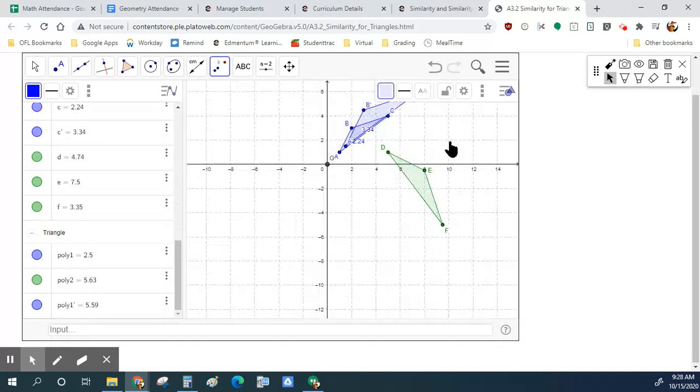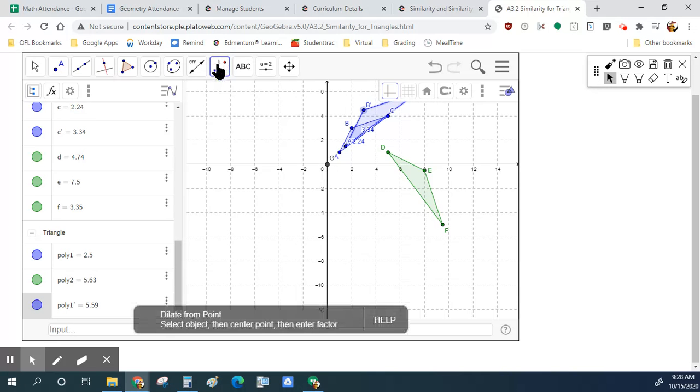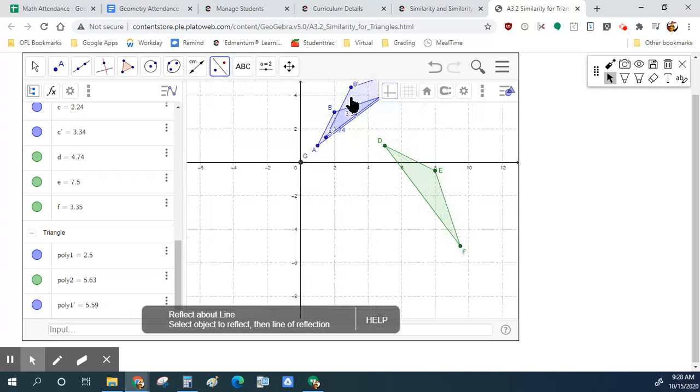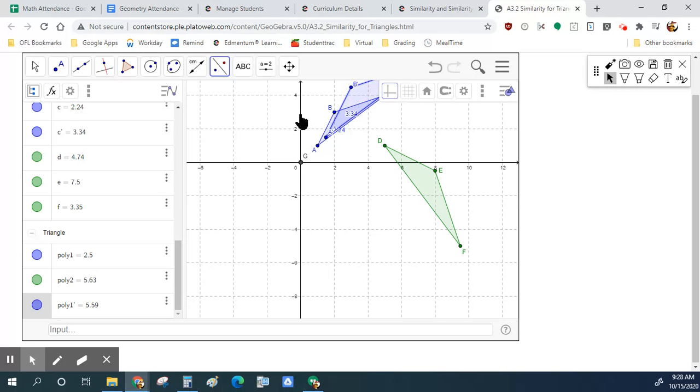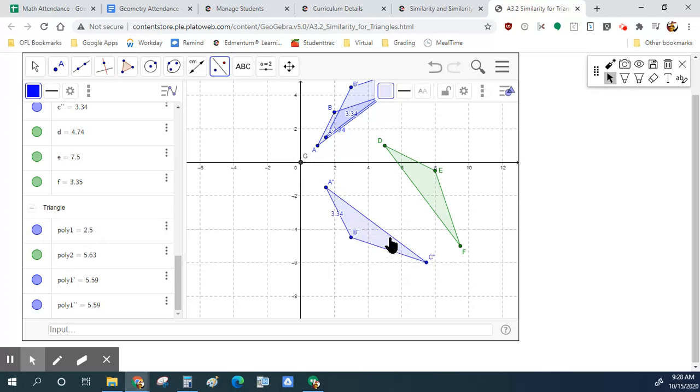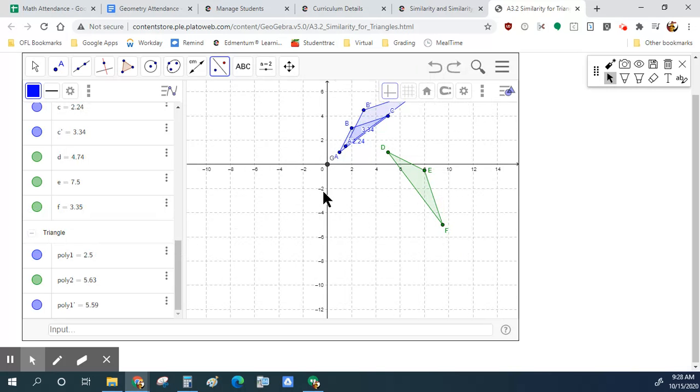All right, cool. So here's our shape. We want to reflect this one. So we're going to do a reflection. So we go to reflect about line, click my shape. I'm going to reflect over here. But let's go this way. So if I reflect here, I still have. Sorry, I'm trying to figure out how to do this with reflection. Would that work?